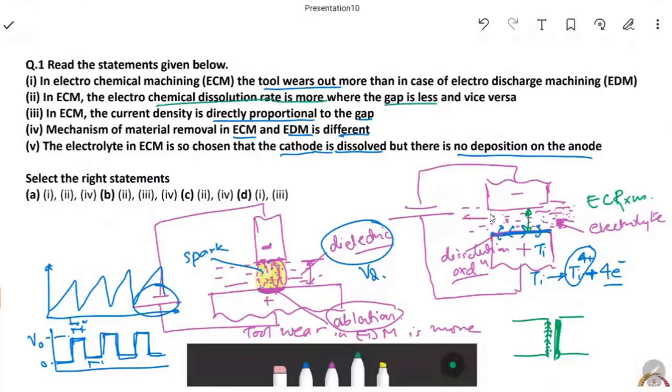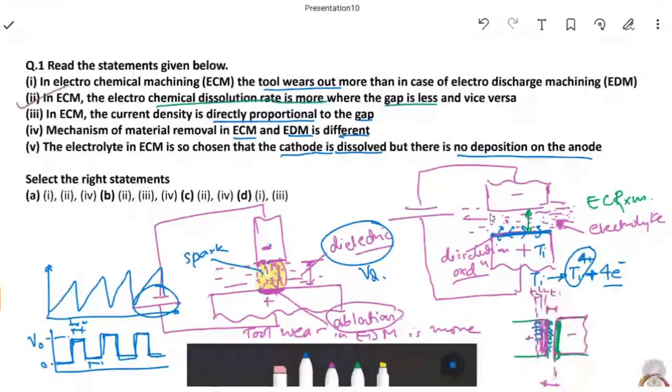The probability of the electrons and the ions that are liberated reaching this cathode and participating in the entire reaction decreases when the gap is more, and hence the current density decreases. So it can in no way be directly proportional to the gap. So 3 is again a wrong option.